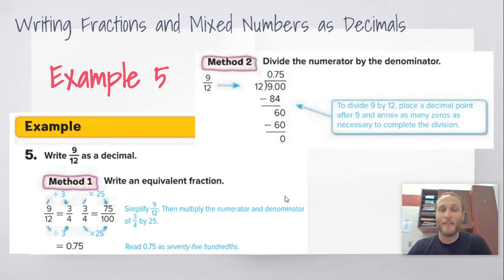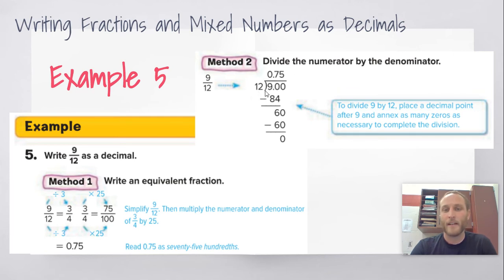All right, and the second method you could do, especially if you get to numbers that don't work super well with 100 or 10 or whatever the denominator might be, you can just divide them. All right, so if I have 9 over 12, that's really like a division problem. I can do 9 divided by 12.